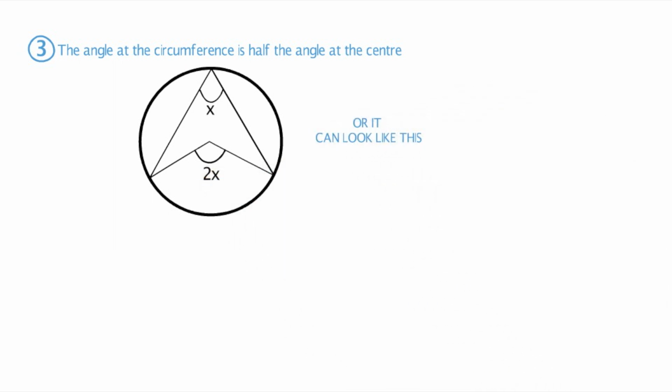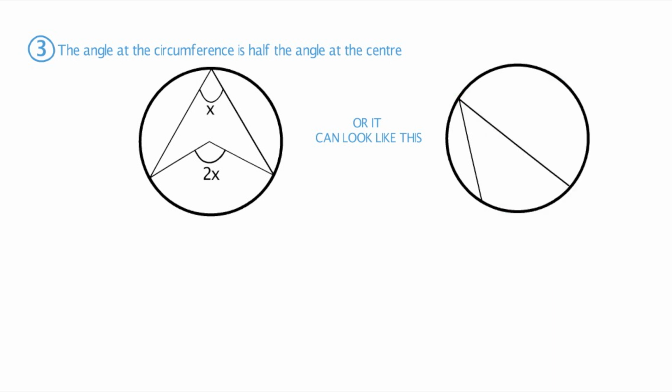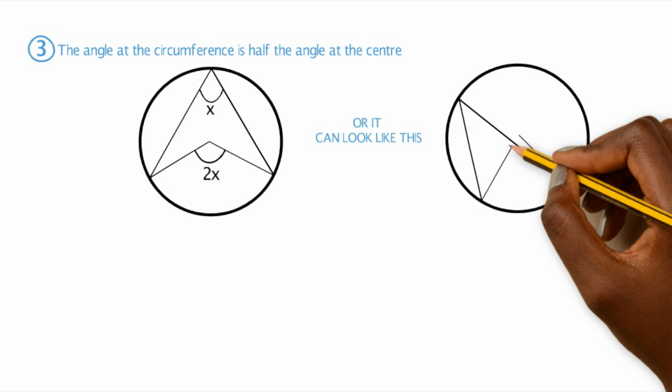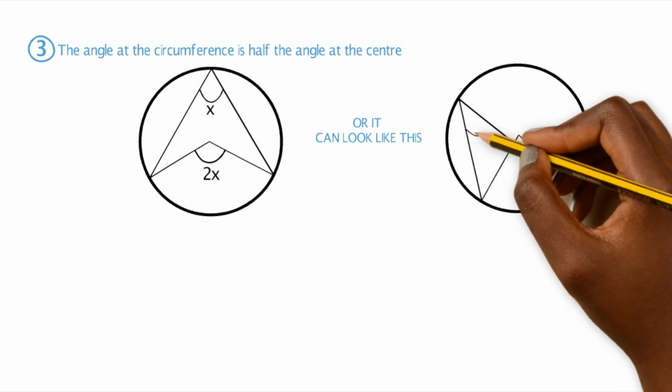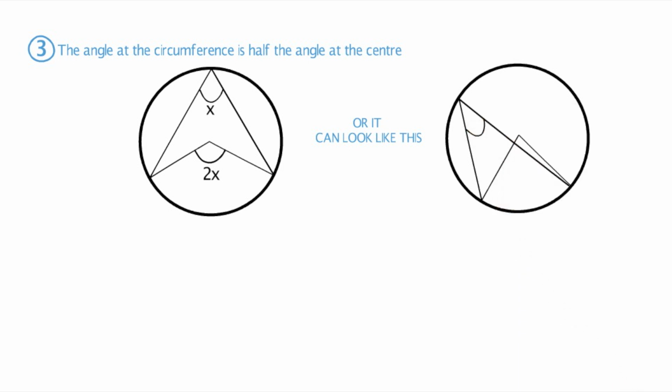Or, as some people may go wrong, it can also look like this. So for instance here, the point now that I've drawn at the circumference, that angle is also half the angle at the center. So be familiar with it drawn like this as well, as it can throw people off sometimes.